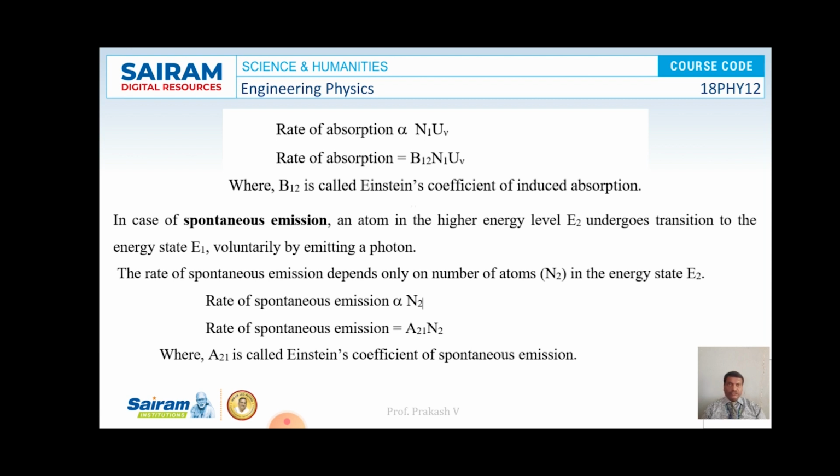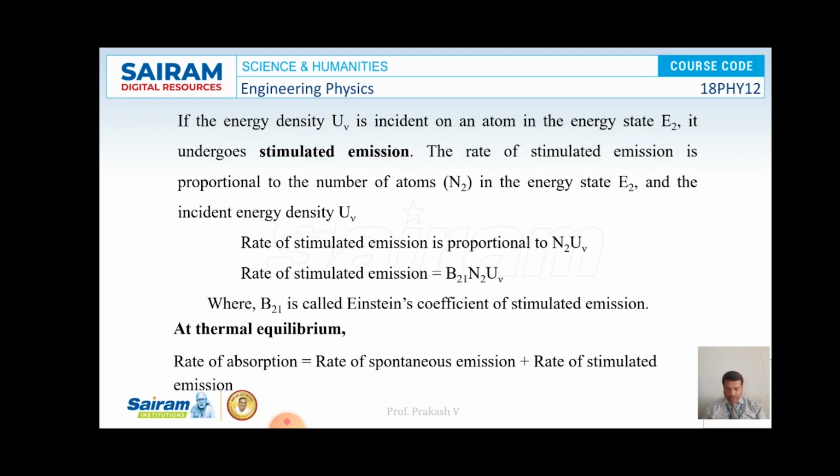If the energy density U mu is incident on the atom which is at energy level E2, then it will undergo stimulated emission. The rate of stimulated emission is proportional to the number of atoms in the energy state E2, that is N2, and the energy density of the incident photon, U mu. Therefore, the rate of stimulated emission is proportional to N2 U mu, or equal to B21 N2 U mu, where B21 is called Einstein coefficient of stimulated emission.